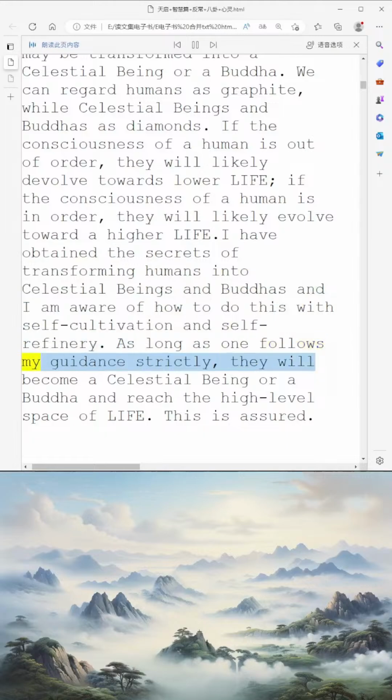As long as one follows my guidance strictly, they will become a celestial being or a Buddha and reach the high-level space of life. This is assured.